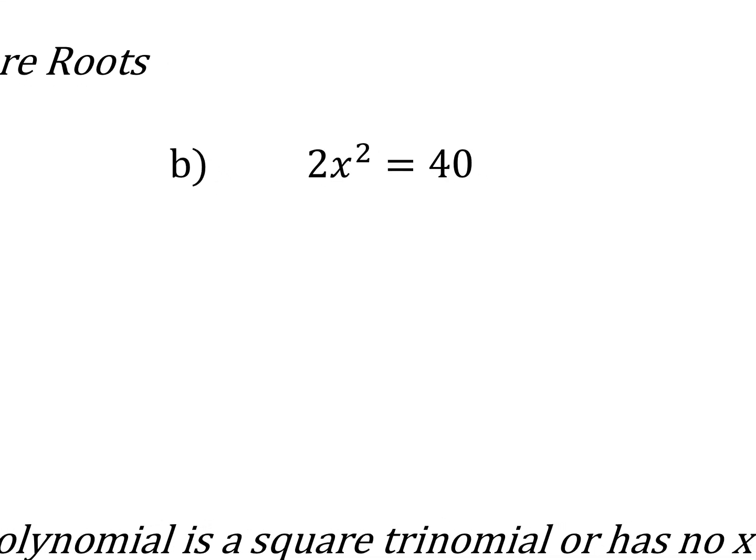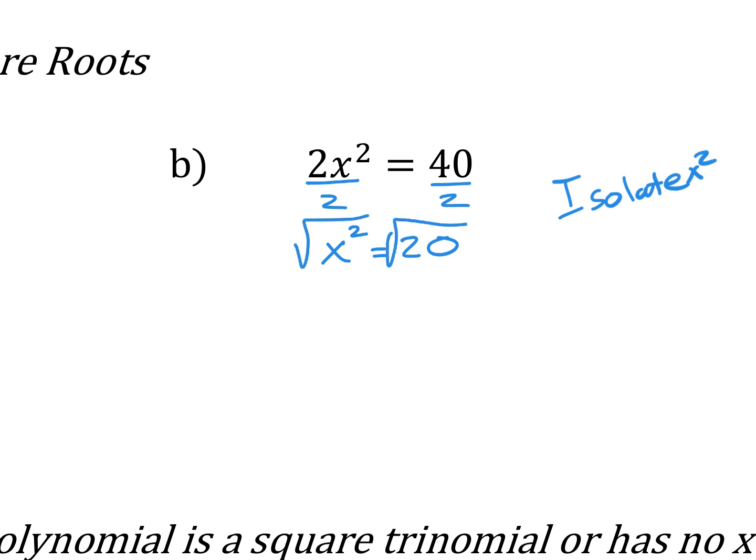What if we have this equation? Well, we want to get rid of that squared. We want to square root, but don't square root if there's anything multiplied by x squared here. We've got to get rid of that stuff first. We want to isolate the x squared first. So isolate x squared, and we get x squared equals 20. Now we can square root both sides. And so x is the square root of 20, or we have the negative square root of 20 as well.